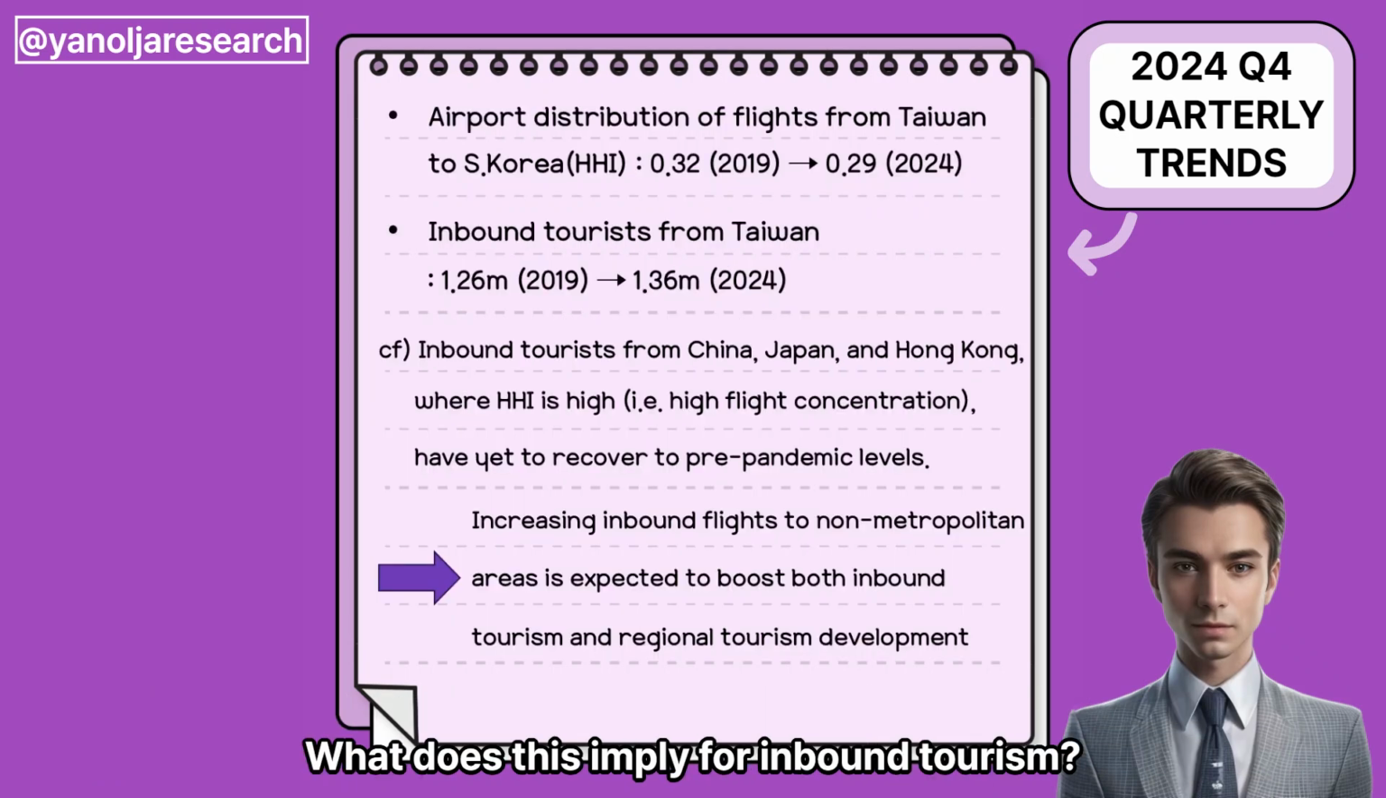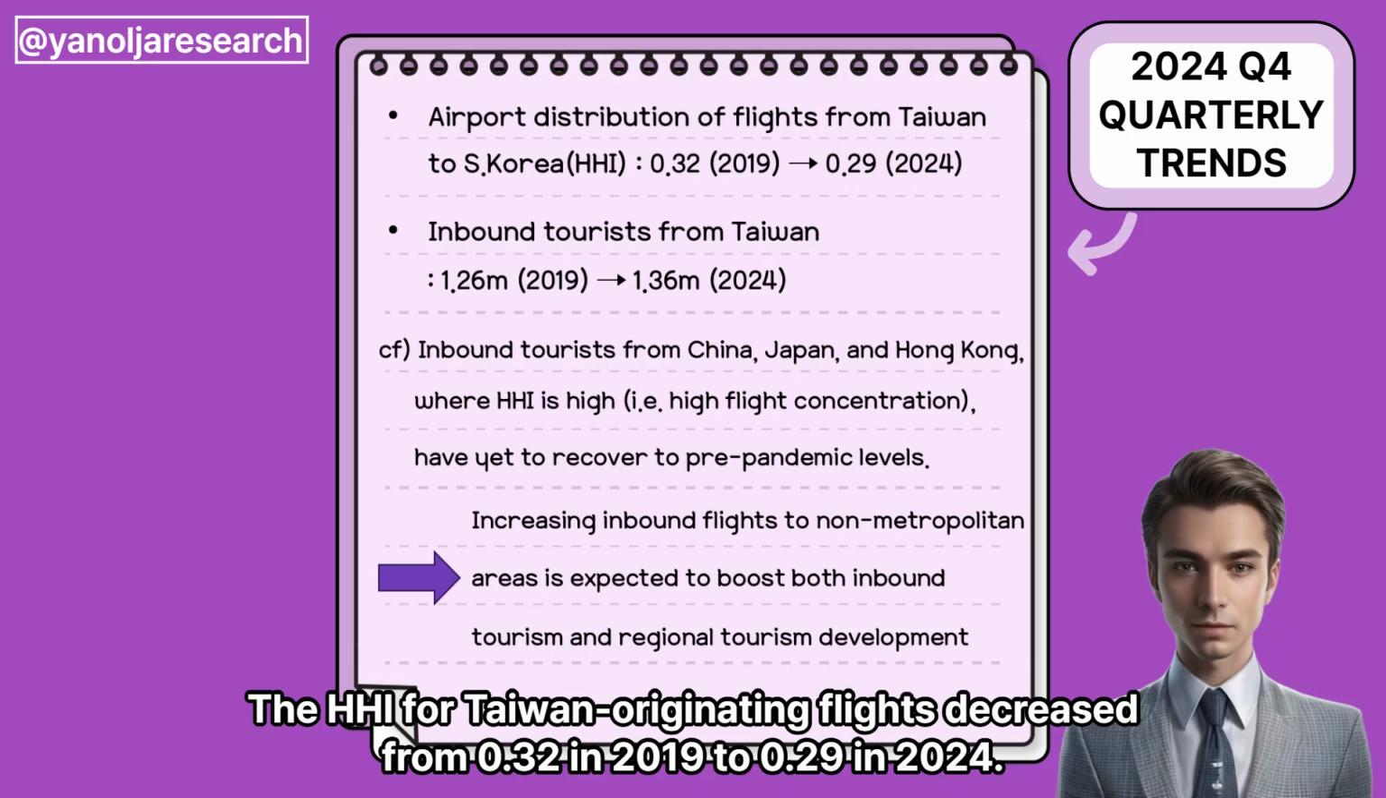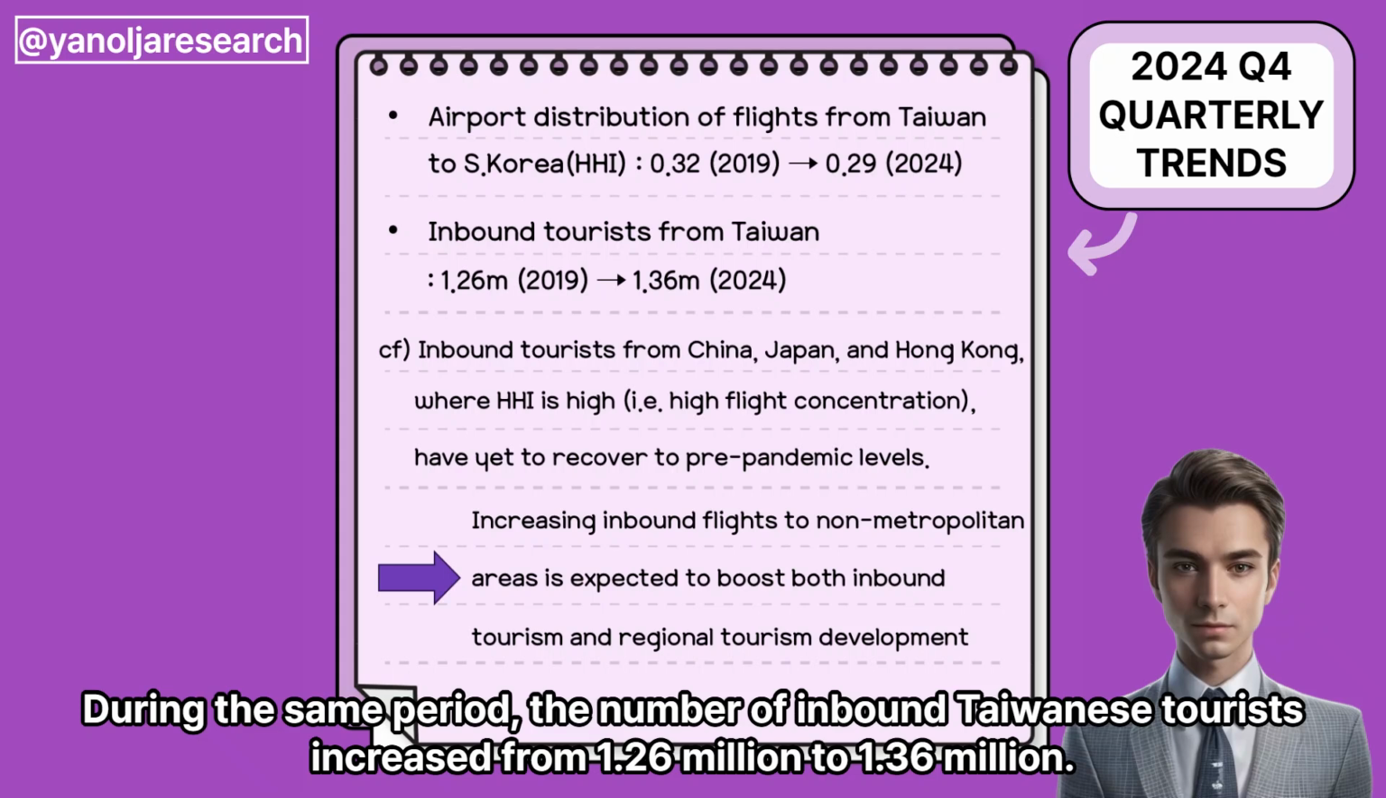What does this imply for inbound tourism? The HHI for Taiwan originating flights decreased from 0.32 in 2019 to 0.29 in 2024. During the same period, the number of inbound Taiwanese tourists increased from 1.26 million to 1.36 million.